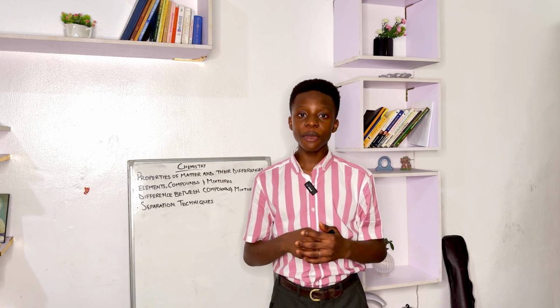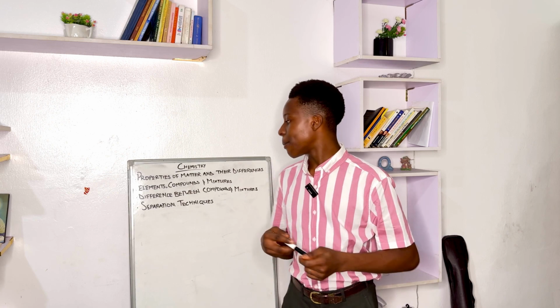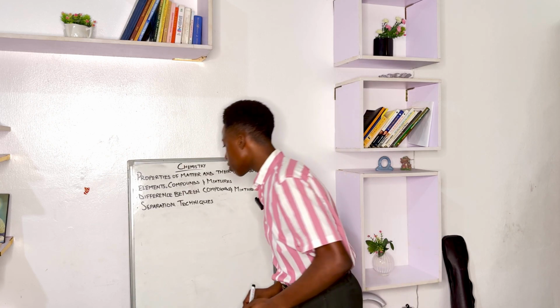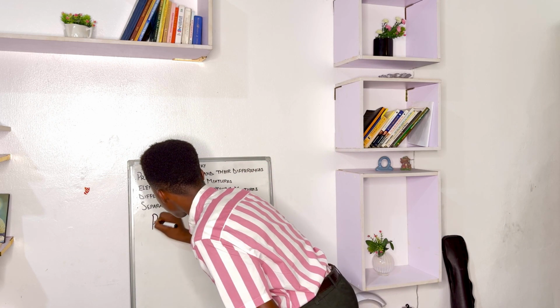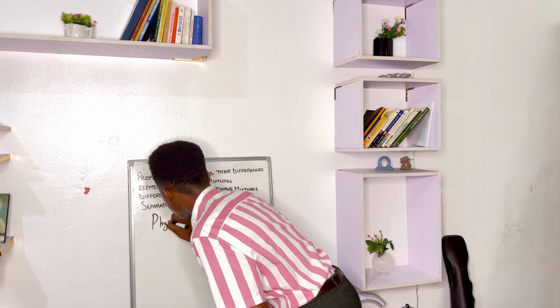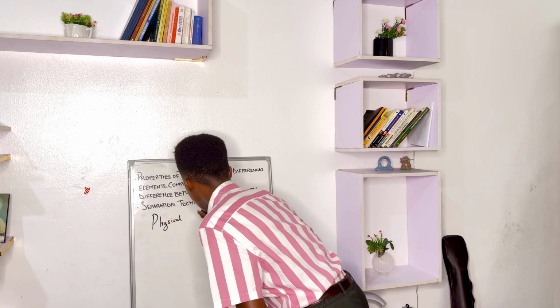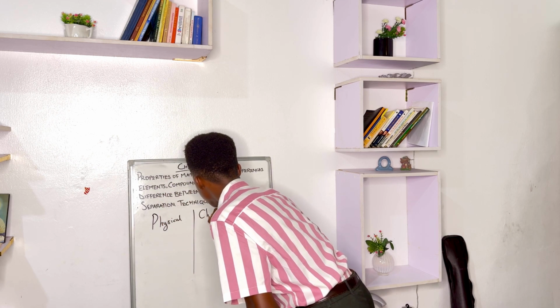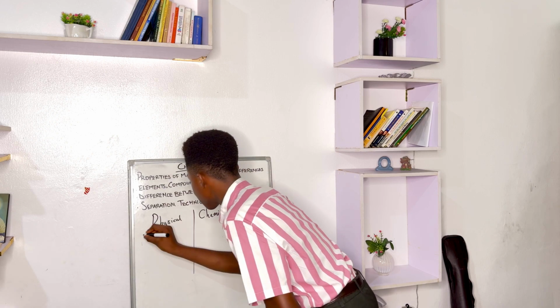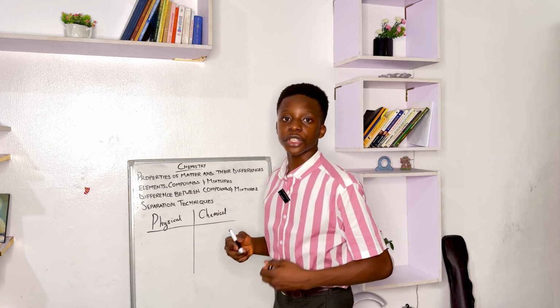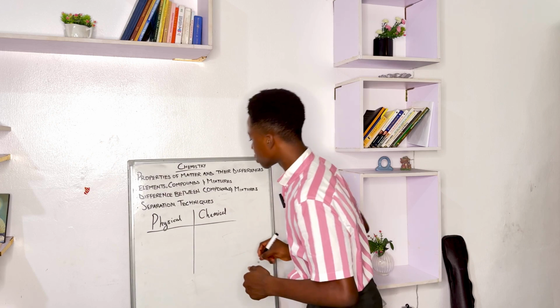From these physical and chemical properties, we're going to learn about physical and chemical changes. So I'm going to write down their differences because that's what we're going to talk about. Physical and then chemical changes. Basically, physical and chemical changes are just the change in physical or chemical properties.